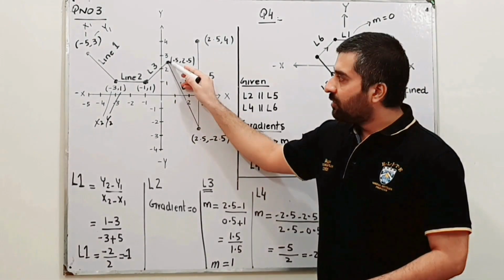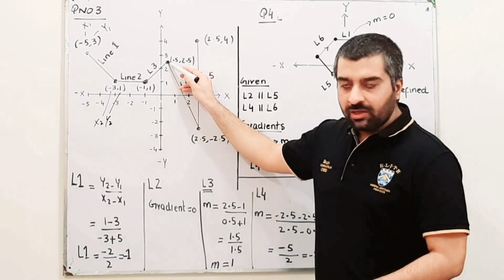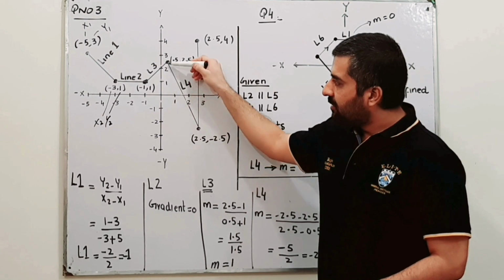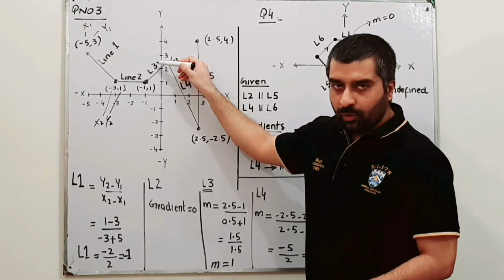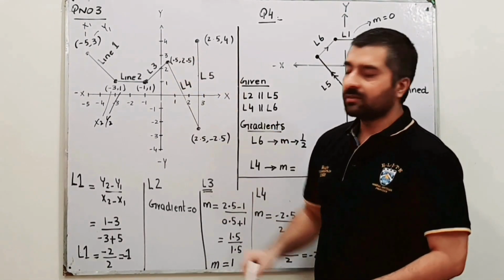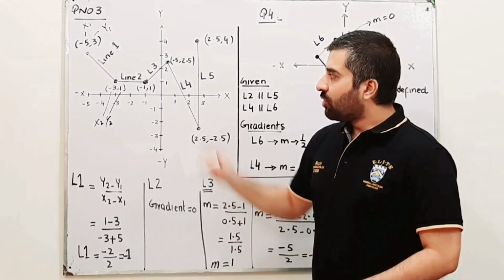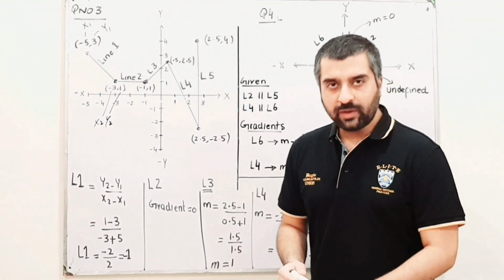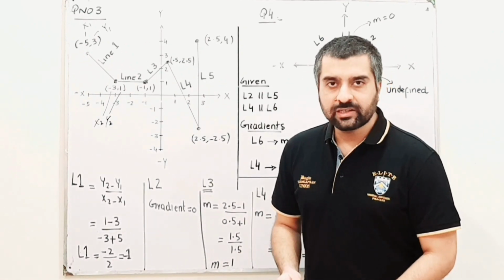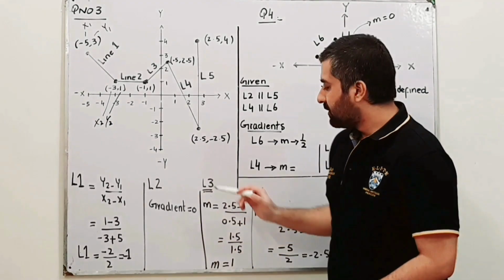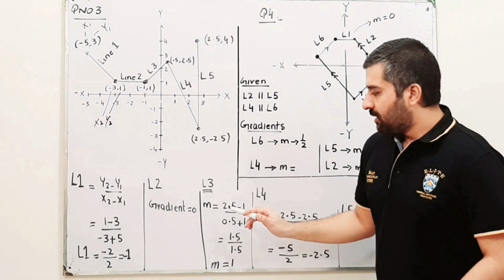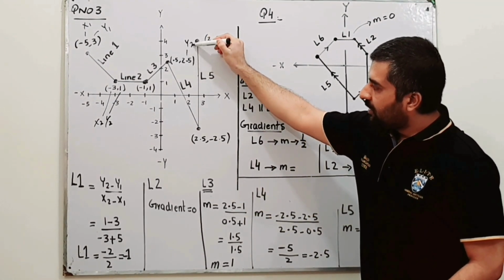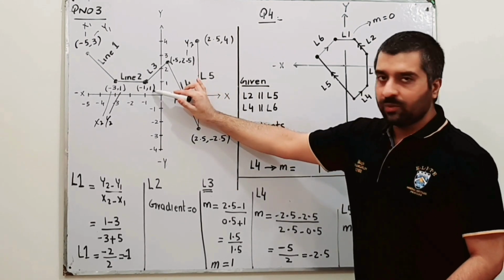The coordinates of the end point of line 3 are 0.5 on x-axis and 2.5 on y-axis. Now you got 2 points, you got their coordinates, apply the formula y2 minus y1 over x2 minus x1. This is the formula. So y2 is this one and this one is y1.